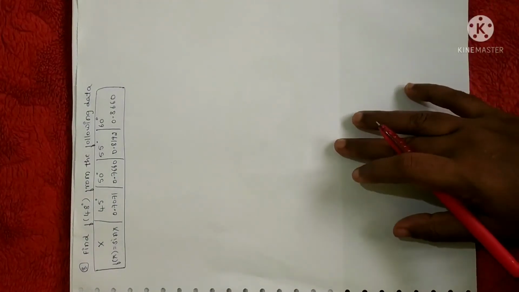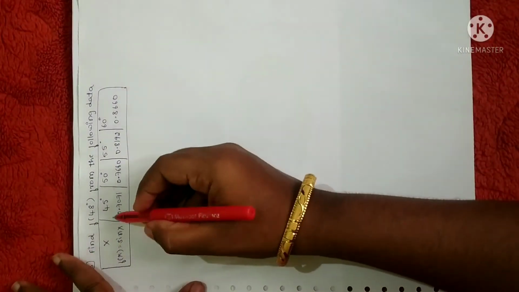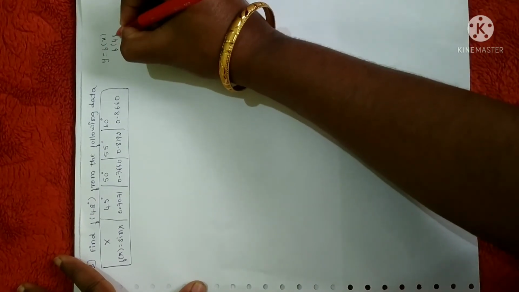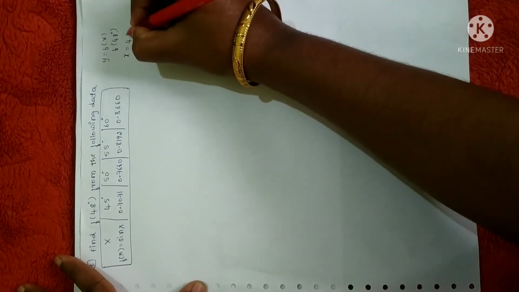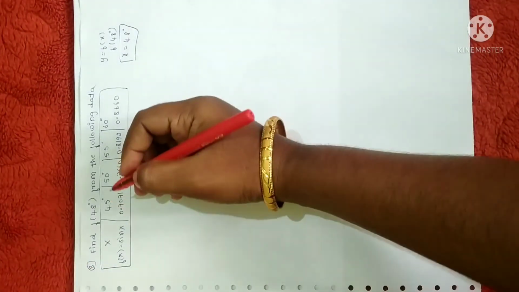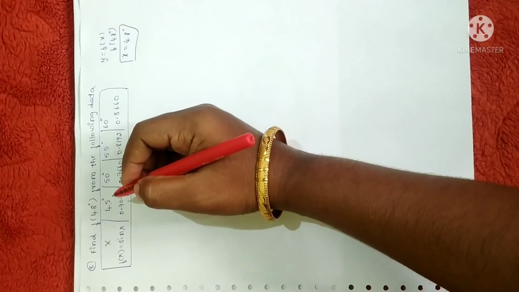So here is the next problem. Follow the same procedure. Here we need to find y is equal to f of x, right? So in place of x, what we have? 48 degrees. So x value is 48. Clearly 48 is nearer to 45. So we need to use Newton forward interpolation formula.